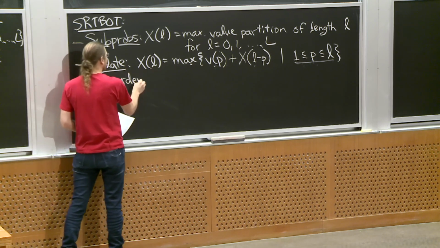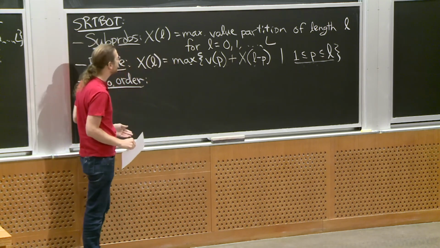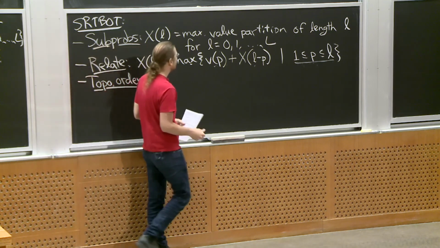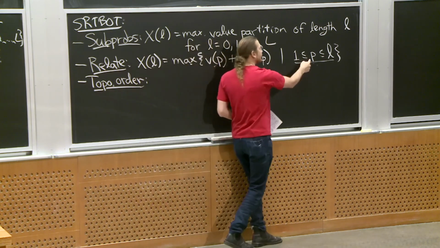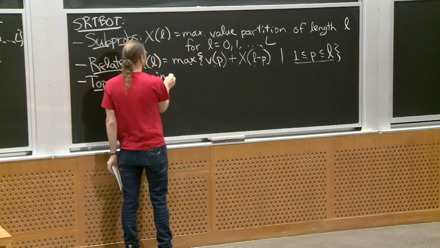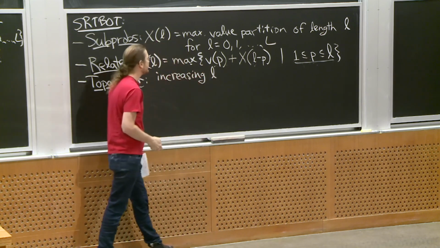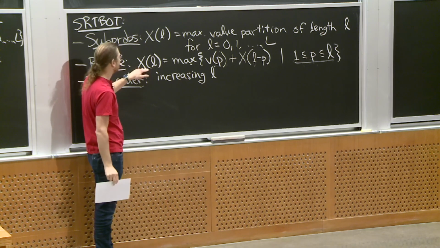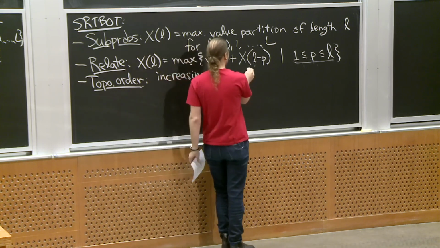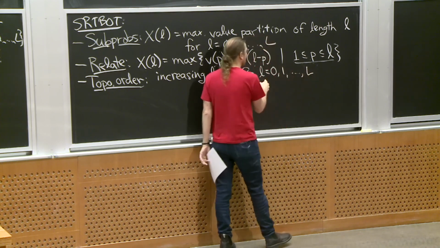OK, topological order is very simple. We just have these capital L different problems. So we're looking at L minus P. P is always at least 1, so we're always strictly decreasing L in this recursive call. As long as I solve the problems in order of increasing little l, I'll guarantee that whenever I'm solving x of little l, I'll have already solved all the things I need to call. So if you're writing a bottom-up DP, this would just be the for loop L equals 0 up to big L in that order.